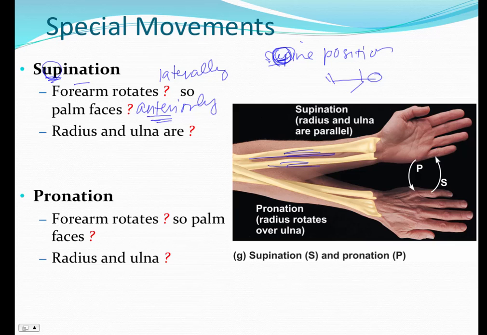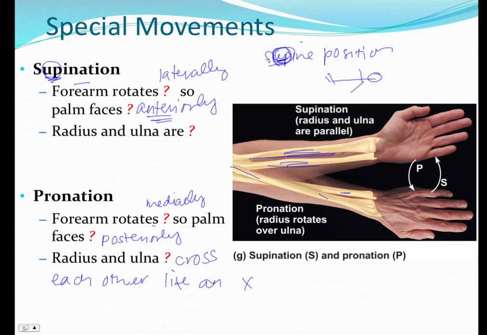Pronation, this is when you rotate your arms medially, so your palm's going to eventually face posteriorly. And so it's going away from your body. And by doing this, you're going to cross your radius over your ulna, and you're going to form an X. And so crossing over. And as you can see here, the radius and your ulna.